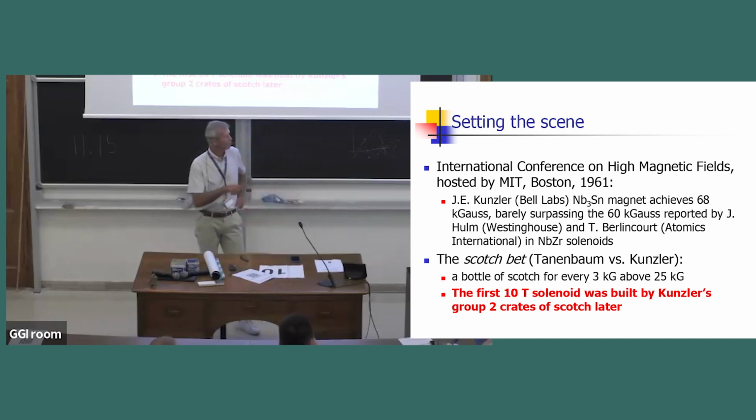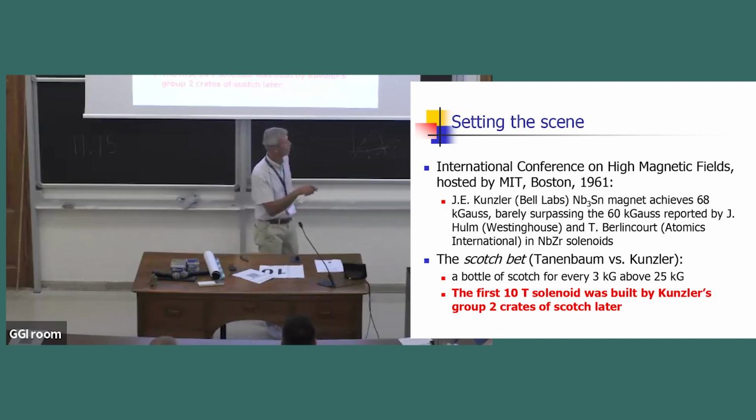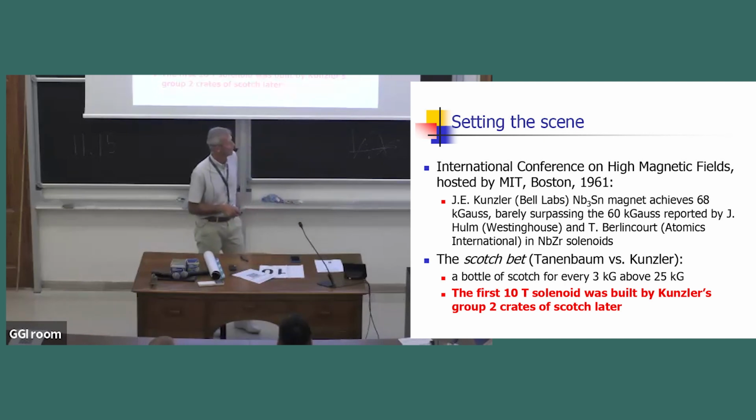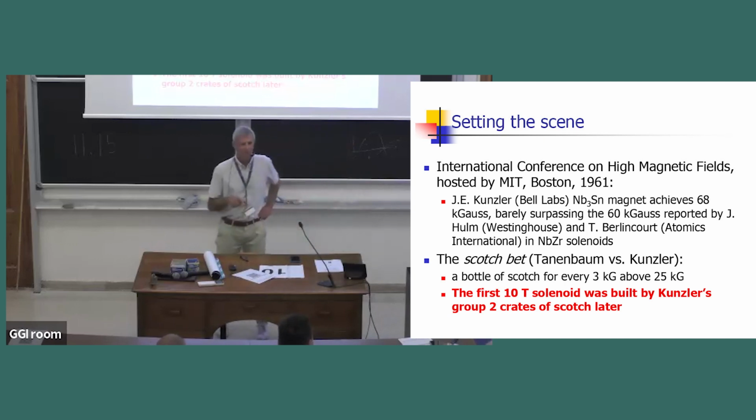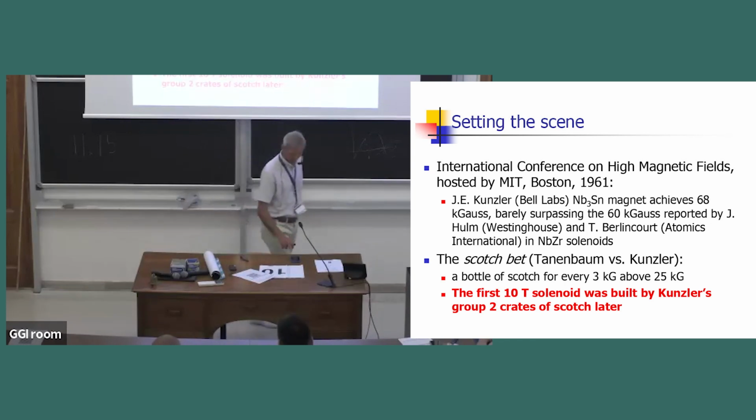And then there's a story that's very interesting. So Kunzler had a report to write for Bell Labs, for his boss, Tannenbaum. And because he was working on magnets, he wouldn't write the report. And so Tannenbaum was complaining about that. But Kunzler said, but I'm producing higher and higher fields, and that's very interesting. So they had what they call a Scotch bet. So Tannenbaum would pay a bottle of Scotch for every 3 kilogauss above 25 kilogauss. Okay, so 0.3 Tesla above 2.5 Tesla. And the first 10 Tesla solenoid was built a couple of years later after 2 crates of Scotch. Okay, and then they stopped, and he had to write a report.